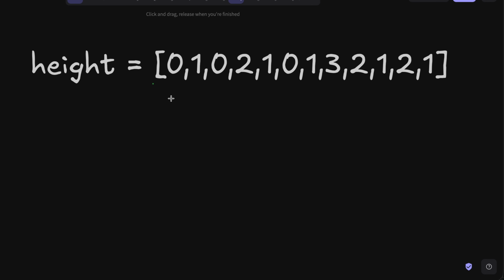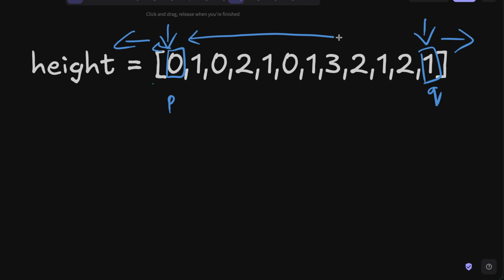Okay, so we will have 2 pointers here, P and Q. Now just think about it. The maximum on this left side is right now 0, correct? And the maximum on this right is what? 1. Correct? And we also know that we cannot store any water on the end of the array because there is nothing on the right side to hold the water, and here there is nothing on the left side to hold the water. So it means the water storage will only happen in this particular section.